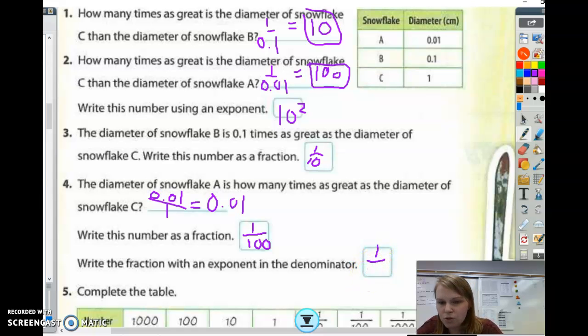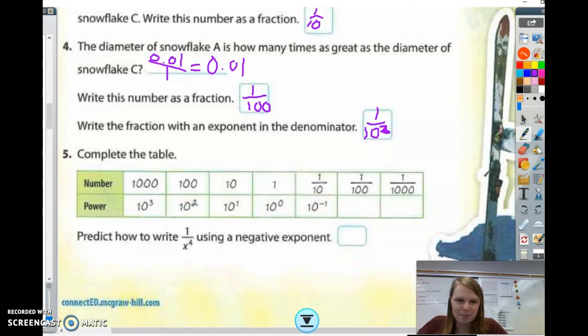So here, if we're writing that fraction with the exponent in the bottom, we'd say 1/100, or in other words, 1/10 squared. Sorry, that's supposed to be a 2. Does that look like a 2? I hope it looks like a 2. Sorry. Okay.